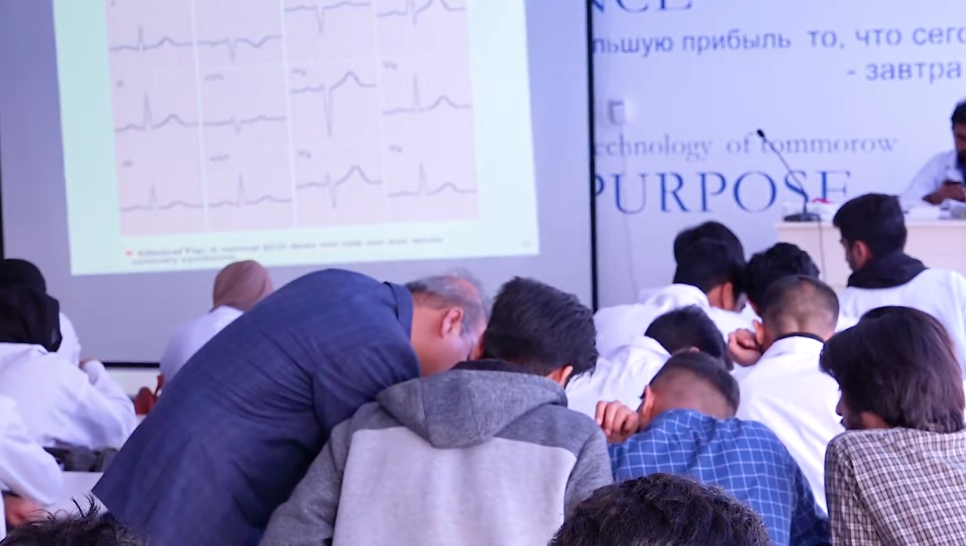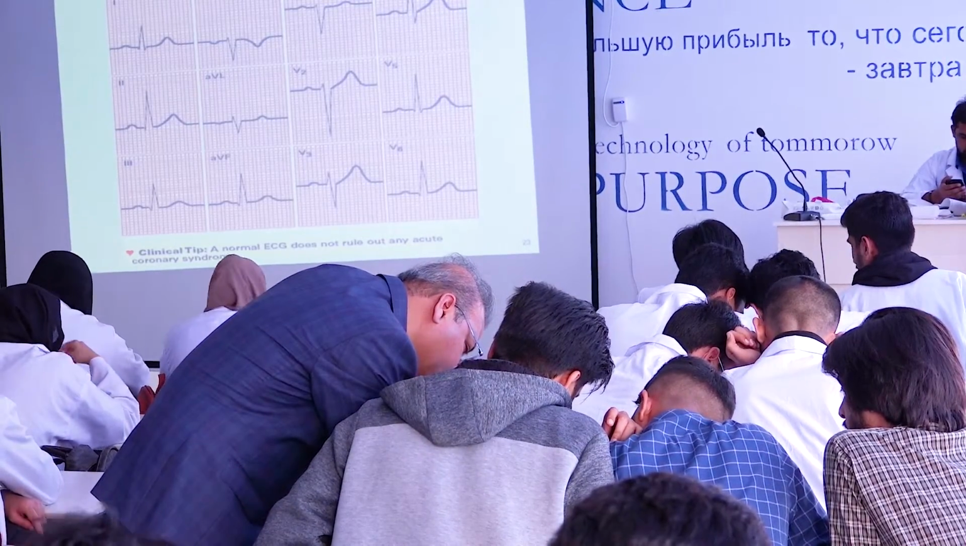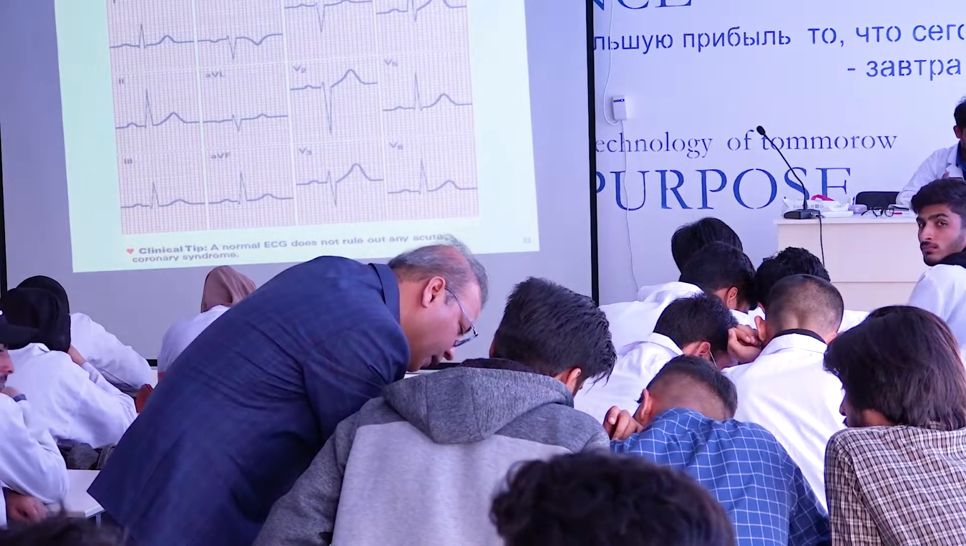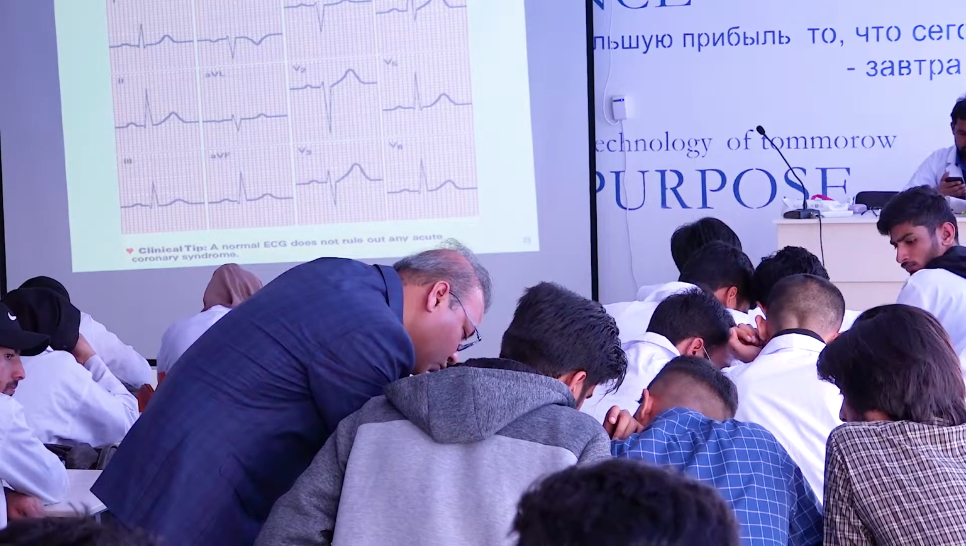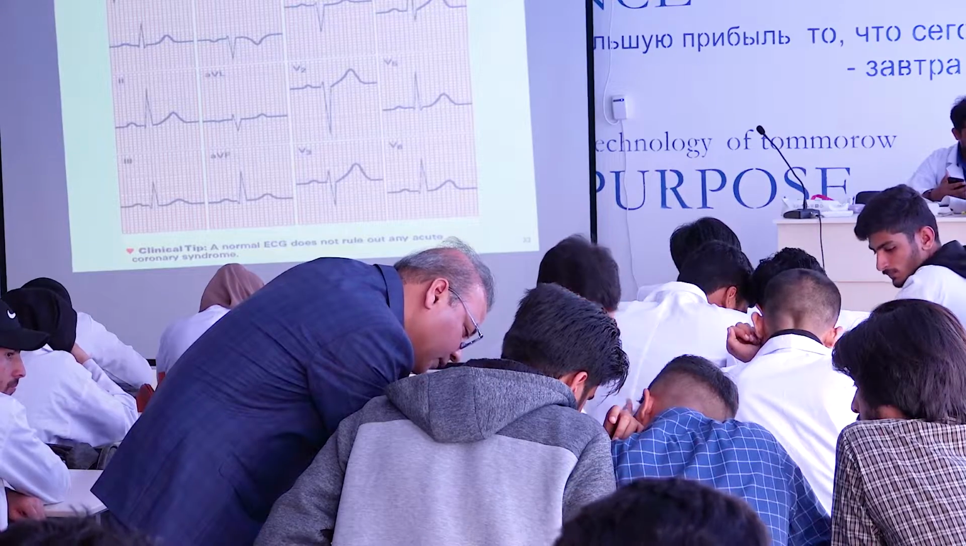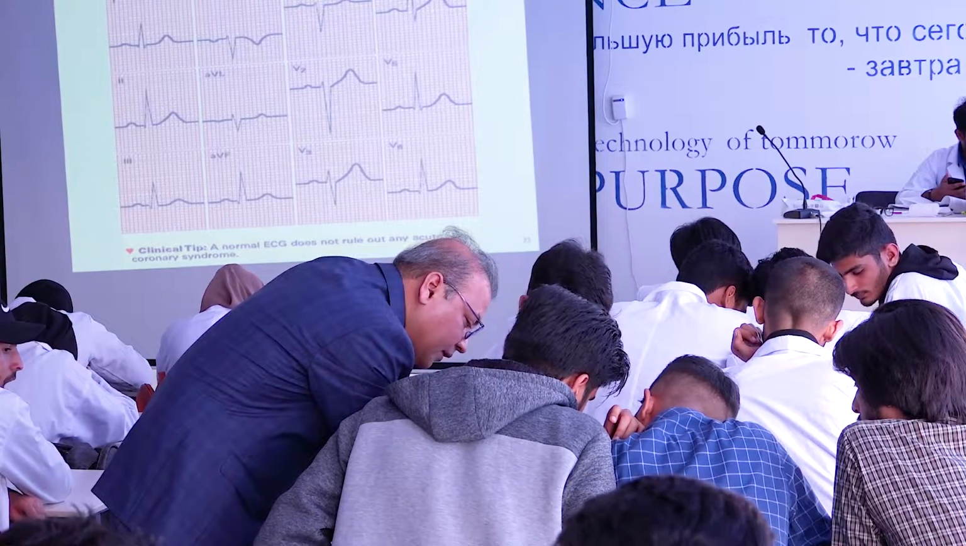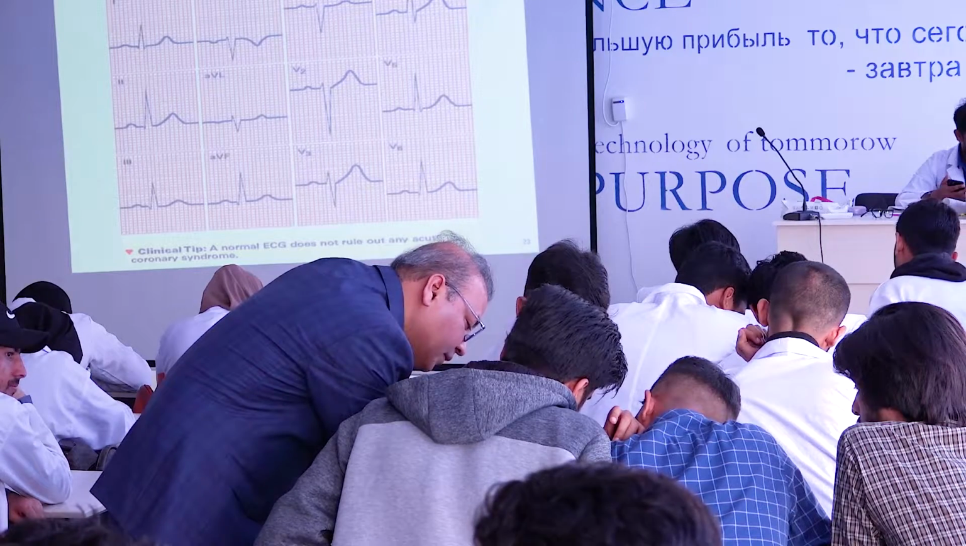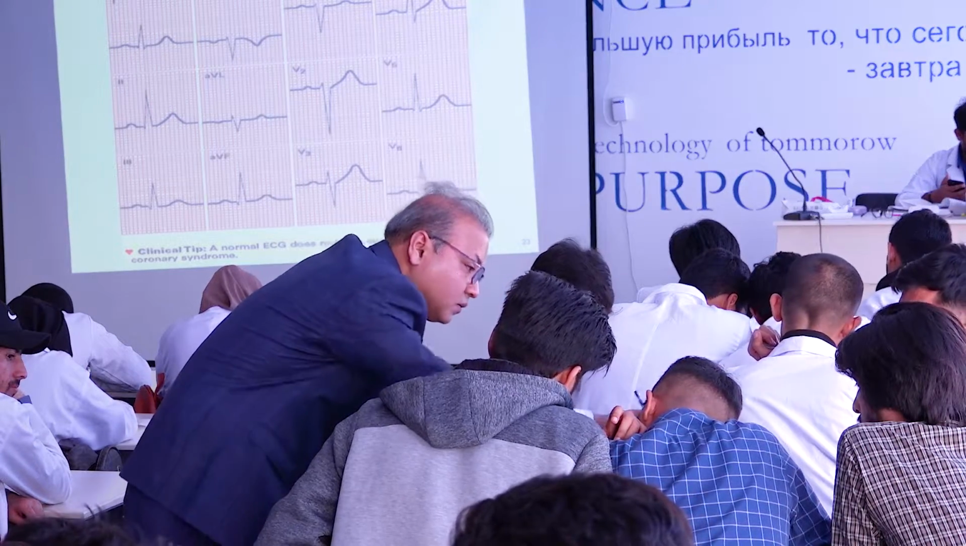Look, Q and in between T, that is called the QT segment. In between QT, 2 big boxes or less than 2 big boxes, it means 25 mm per second. If above 2 big boxes, it means 50. Okay? Understand this also.